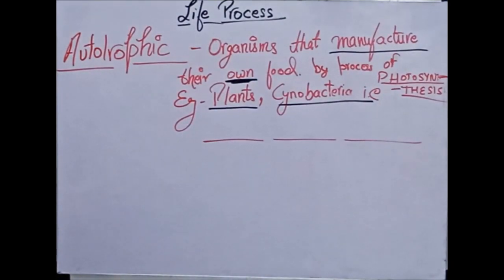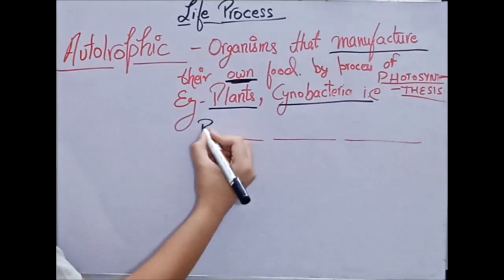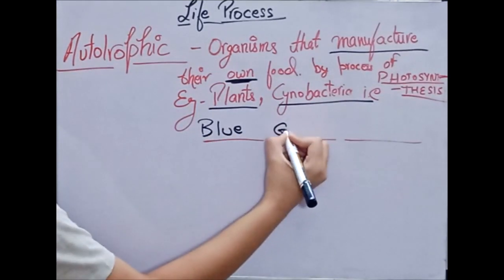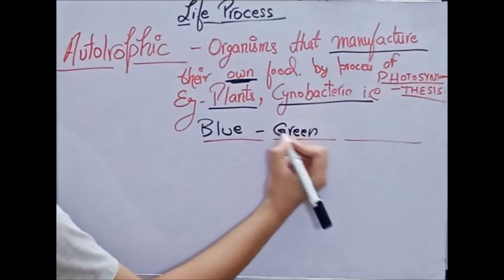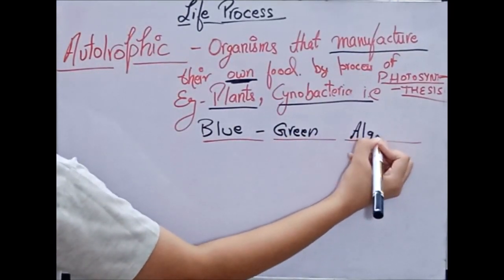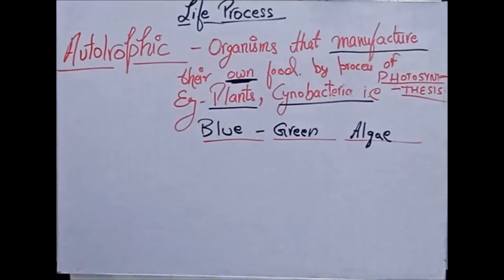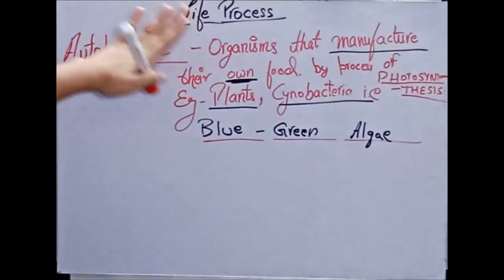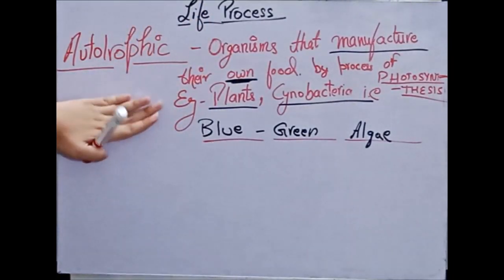Now what are cyanobacteria? From the previous classes we have just learned, or you can say memorized, blue green algae. One more example of autotrophic is blue green algae. So cyanobacteria is nothing but blue green algae. So this is the basic definition. You need to write it down whenever you are asked about autotrophic nutrition.